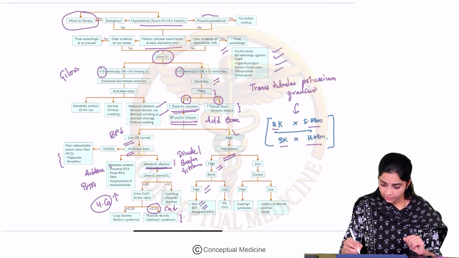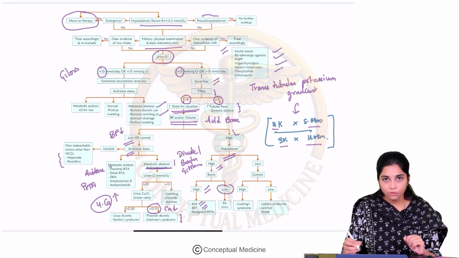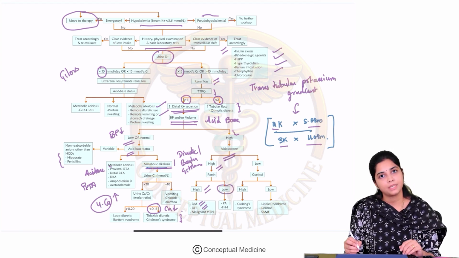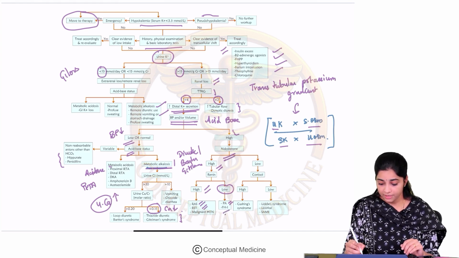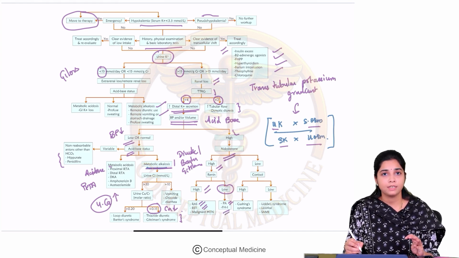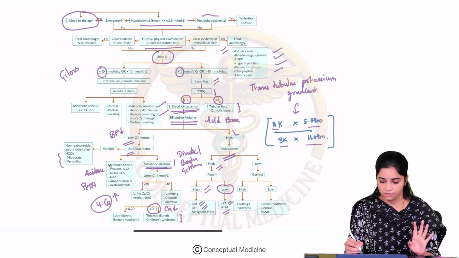Now, if aldo is high, renin is low, that means what? It is a primary hyperaldosteronism. So that is also very easy. FHH basically refers to your familial hyperaldosteronism. That is a very rare condition that you don't have to remember at this stage.